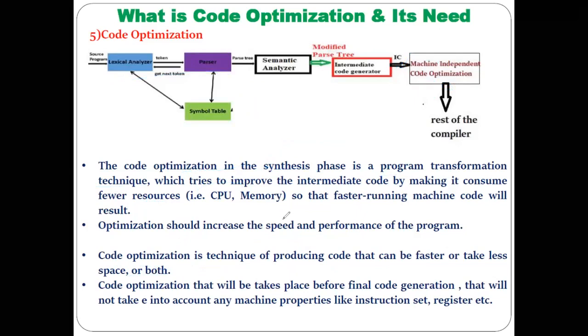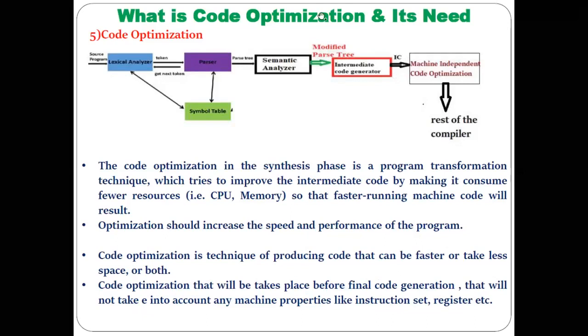Okay. So for code optimization, the reason why we are calling it machine independent, I have also mentioned. The code optimization that takes place before the final code generation does not take into consideration any machine properties like instruction set, registers, etc. That is the reason it is called machine independent code optimization.